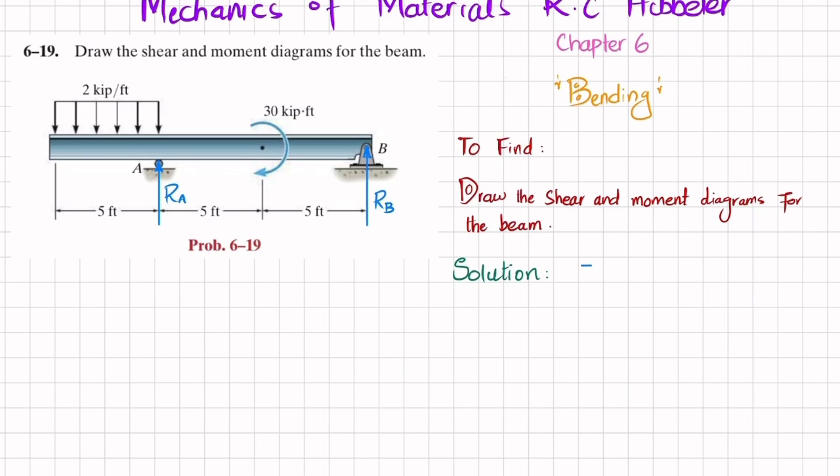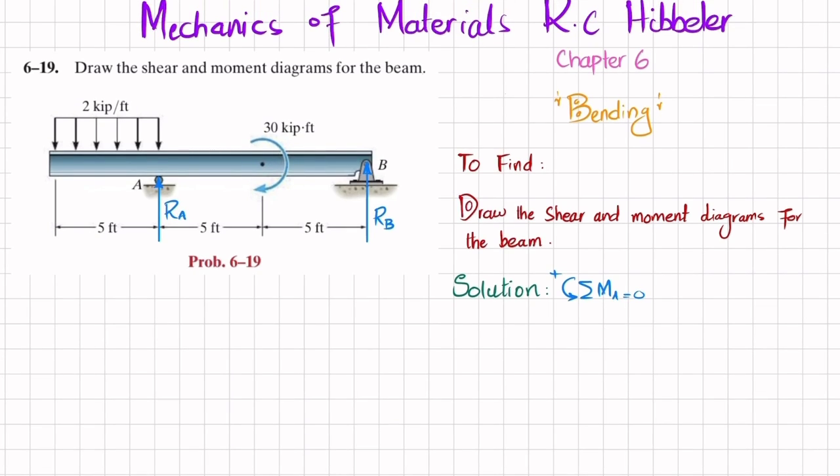The first equation of equilibrium is that the sum of all moments about point A is equal to 0, taking the counterclockwise moment as positive. We will first convert this uniformly distributed load into a point load. It will be equal to 2 into the length over which it acts, that is 10, and it will act at half of the total length. So 5 divided by 2, this distance is 2.5 feet. Clear? Okay.